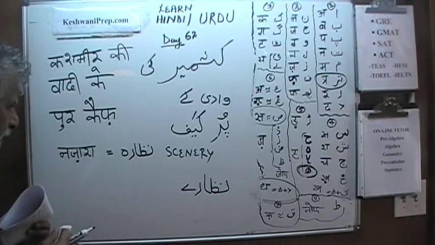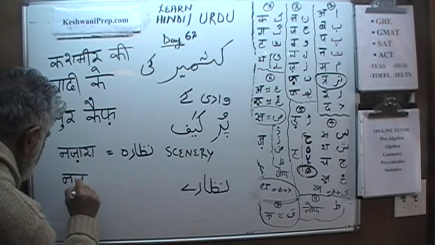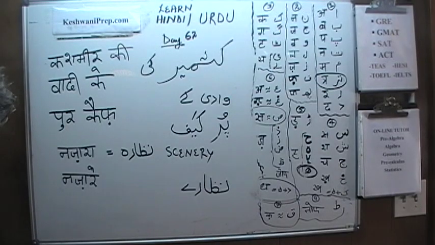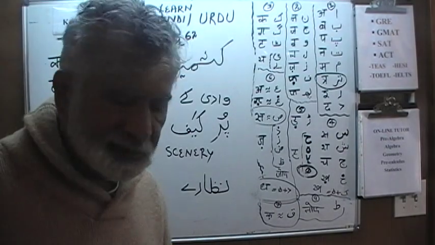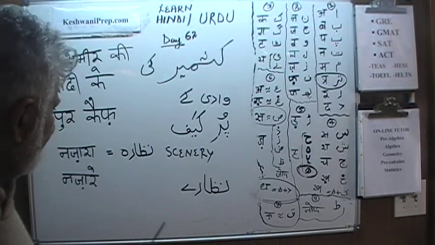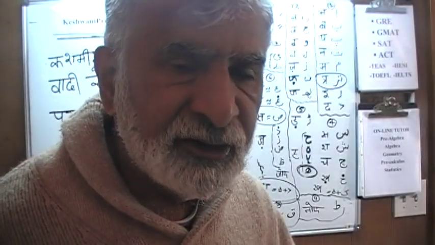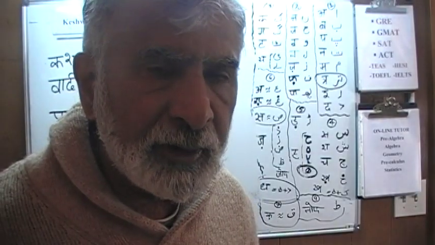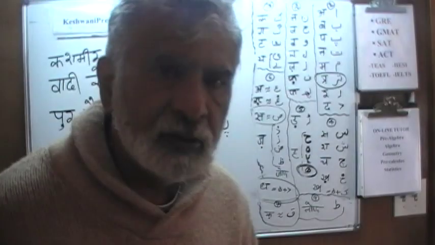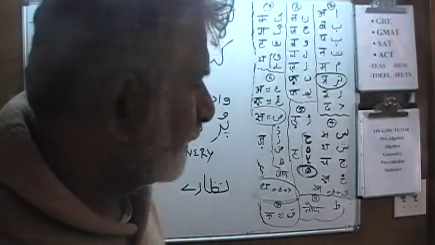Let's just leave it here. Na, za, re. There you go. And now what it reads is, Kashmir ki wadi ke purkef nazare. Nazare means scenery. The exhilarating, full of ecstasy scenes, the exhilarating scenery of the valley of Kashmir. That's what it says. Exhilarating scenes of the valley of Kashmir. Or as we call it, Kashmir.